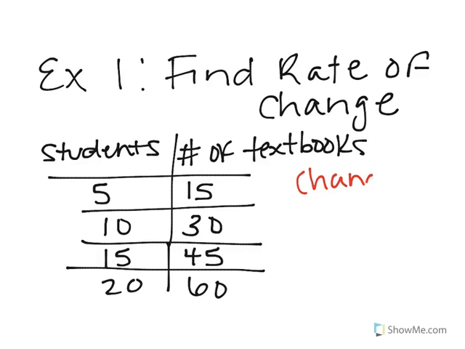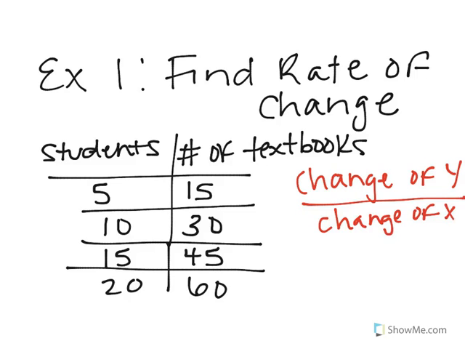So change of y, dividing it by the change of x. Okay, so in order to find our change of y values, we're going to say that this is my x value and this is my y value. So my change of y is I'm going to take any two of my y values, so 15, 30, 45, or 60, and change means I'm going to subtract them.